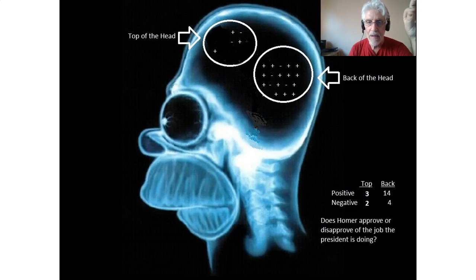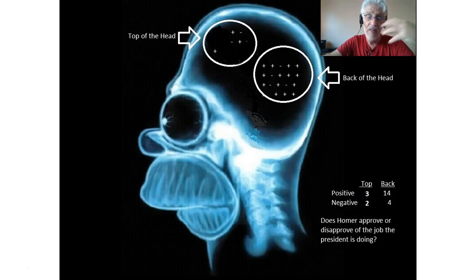At the top of the head, Homer has 3 positive attitudes about the president and 2 negative attitudes about the president, right? And the way this works is that a positive attitude is going to make him say he approves of the job the president's doing. A negative attitude is going to make him say he disapproves of the job the president is doing. So at the top of his head, he's got 3 positive attitudes, 2 negative attitudes.